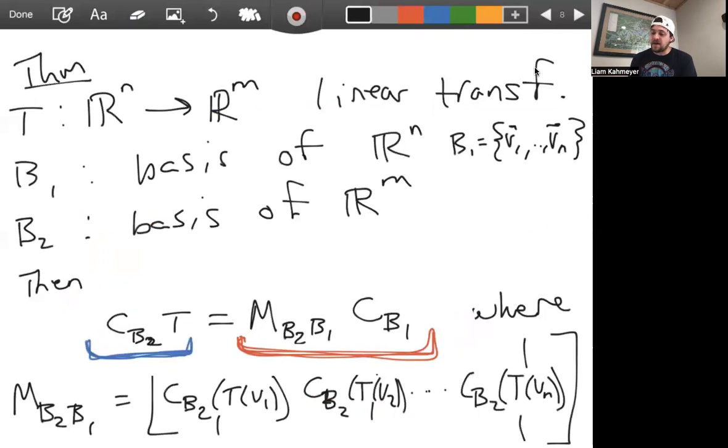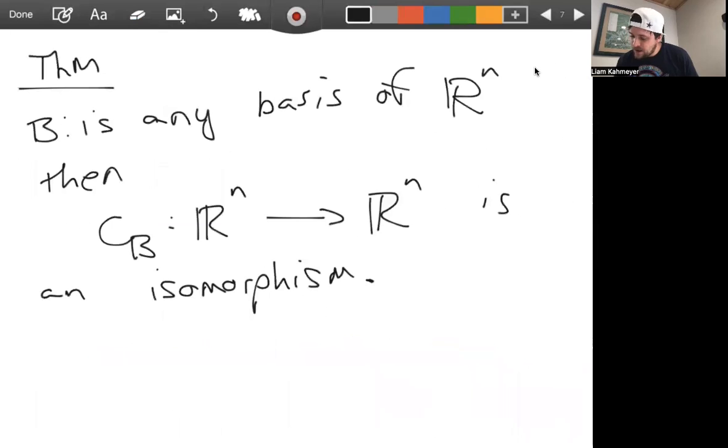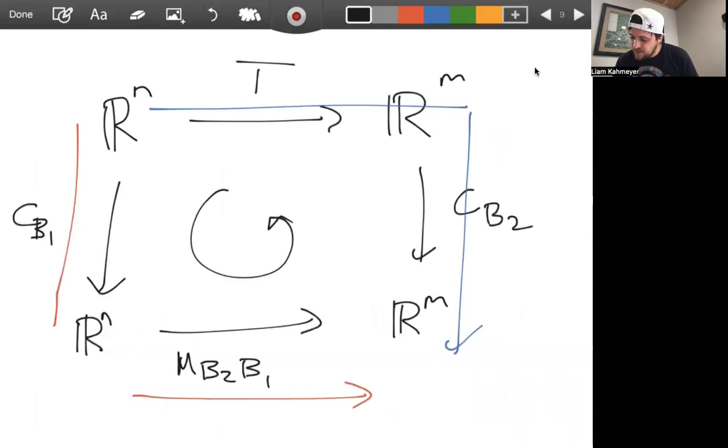And basically, we can think about MB2B1 as a matrix that transforms vectors in Rn with the basis given by CB1 to vectors in Rm with this new basis CB2, right? So that's what we're looking at here. So we can figure out how to find this kind of transition or coordinate matrix here. So let's do an example.